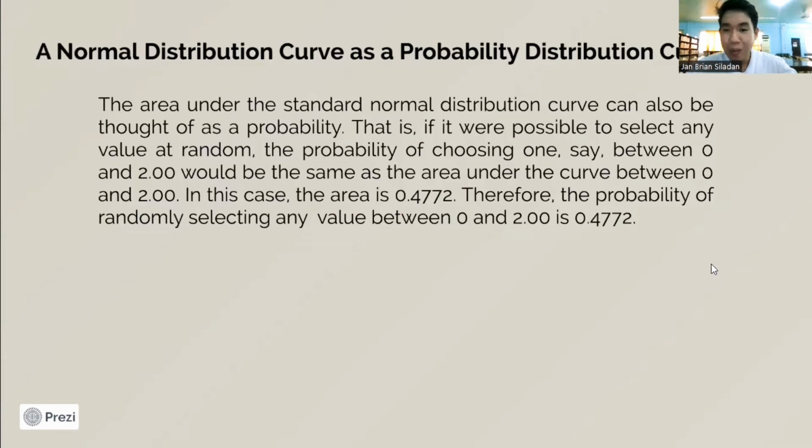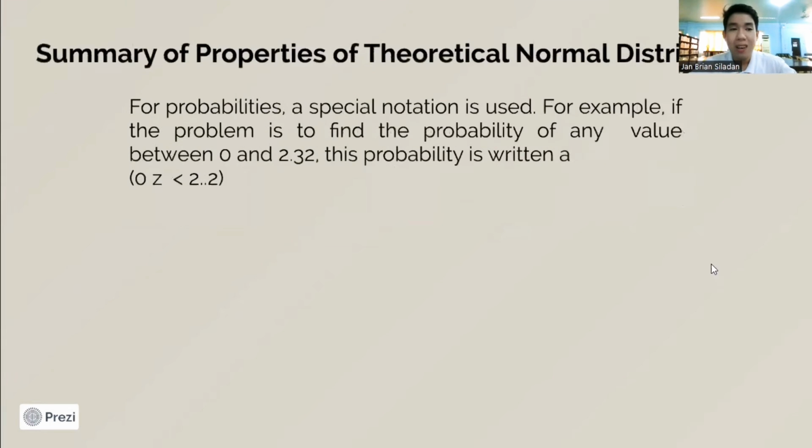That is, if it were possible to select any value at random, the probability of choosing one, say, between 0 and 2.0 would be the same as the area under the curve between 0 and 2.0. In this case, the area is 0.4772. Therefore, the probability of randomly selecting any value between 0 and 2.0 is 0.4772. These are the summary of properties of the theoretical normal distribution.